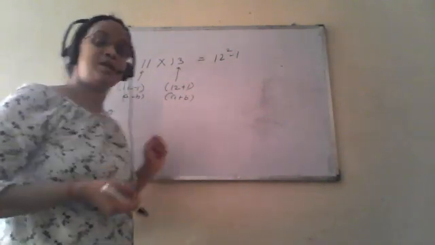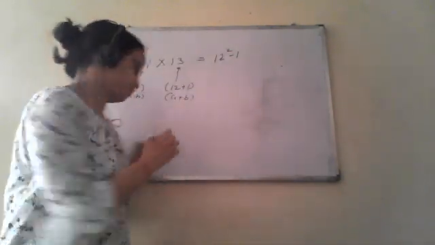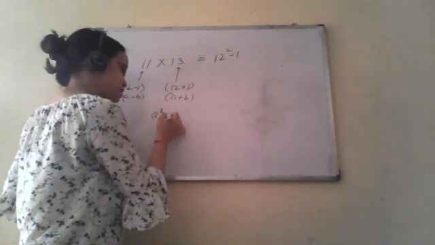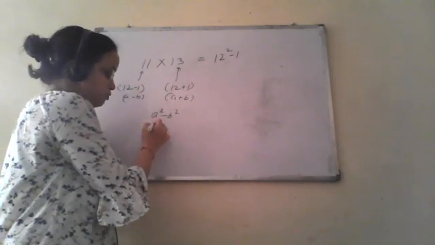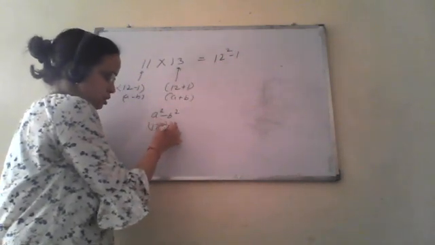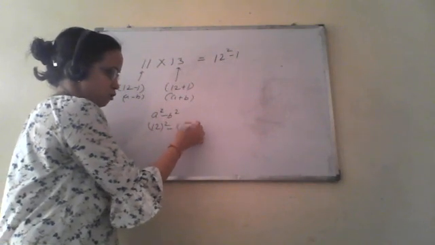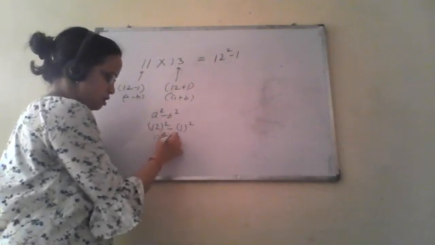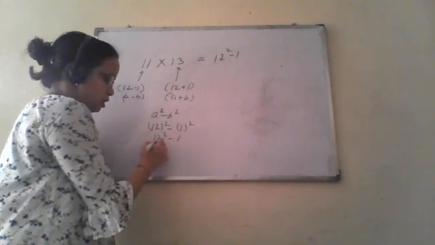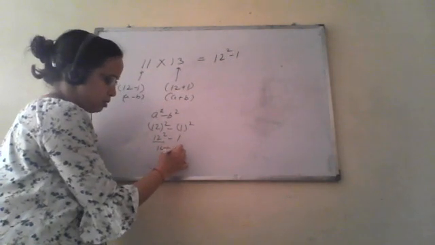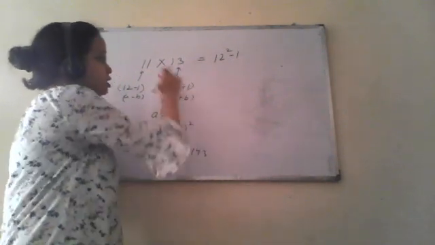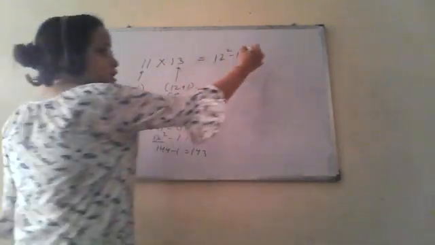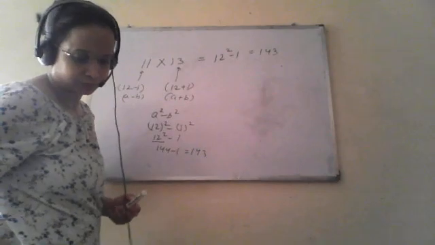So what is a minus b into a plus b? This is a square minus b square. So in place of a square you have 12 square, and in place of b square you have 1. So this is 12 square minus 1 square, and 1 square is 1. 12 square is 144, minus 1 is 143. So 11 into 13 is 12 square minus 1, that is 143. Clear?